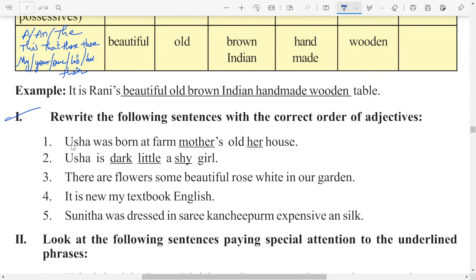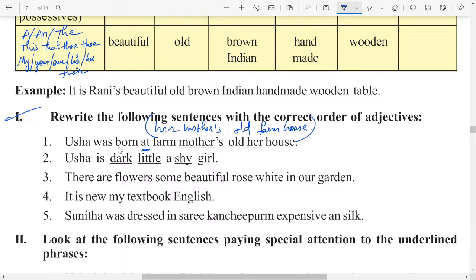Let us see. Usha was born at farm, mother's old her house. The order is not correct in the first case. Now you have to change this order. So when you change this order, what is the correct one you get? Usha was born at where? At her mother's old farm house. So this must be the order.